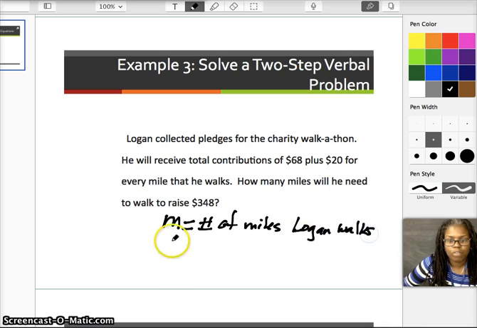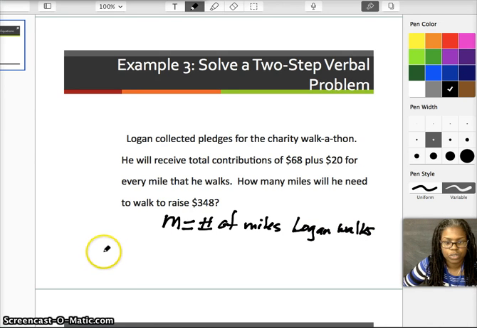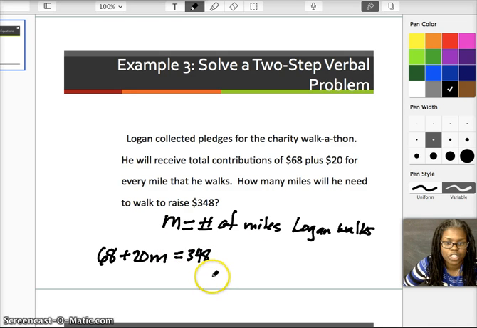So if that's the number of miles that he walks, what we're going to do is recognize that he starts off with $68 plus $20 per mile. So that'll be 20 times each mile, right? And we want that to equal $348. So we need to solve this equation.